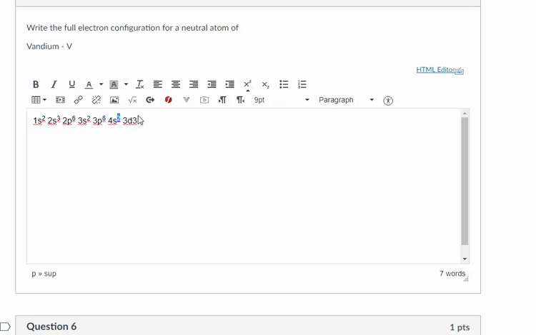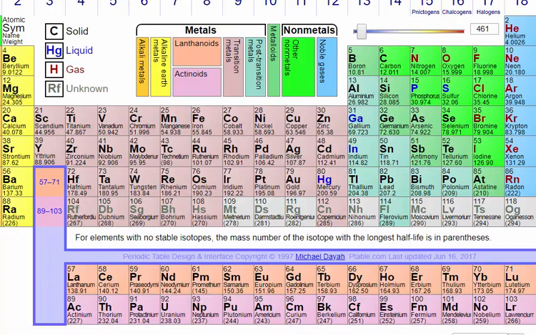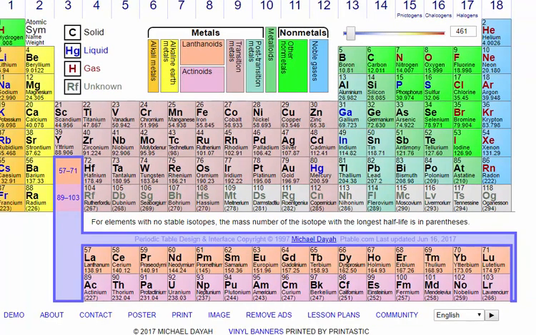So now let's go over that briefly with the periodic table. Maybe I can't show you the entire periodic table. So when we go to create an electron configuration, there we are.